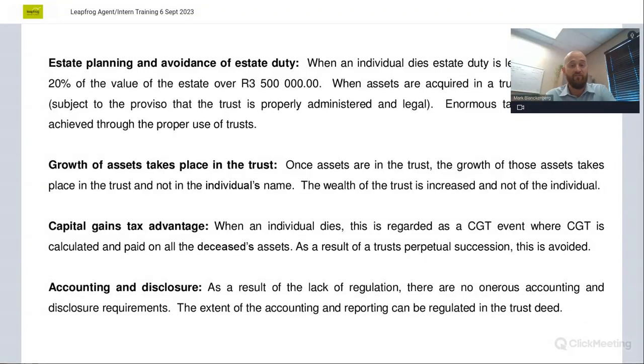So generally speaking, there can be situations where a trust is the way to go, but I think those situations are becoming fewer and fewer as SARS tries to tax trusts more and more. And generally speaking, it's not going to be the best vehicle to use.